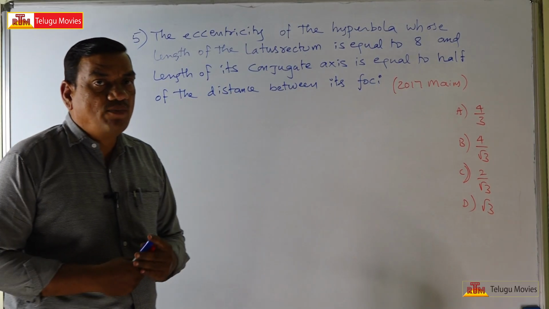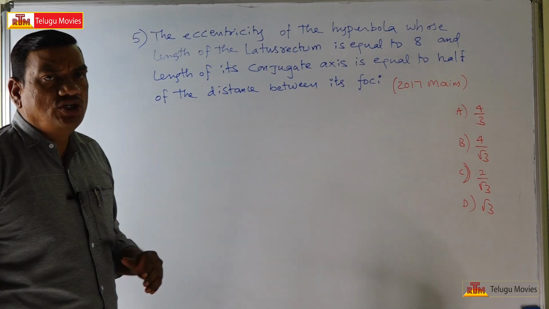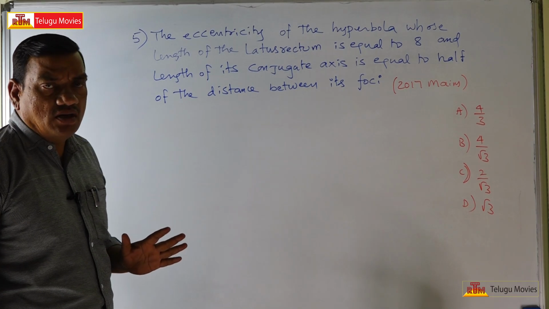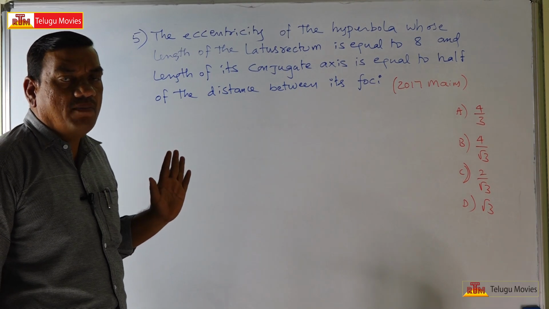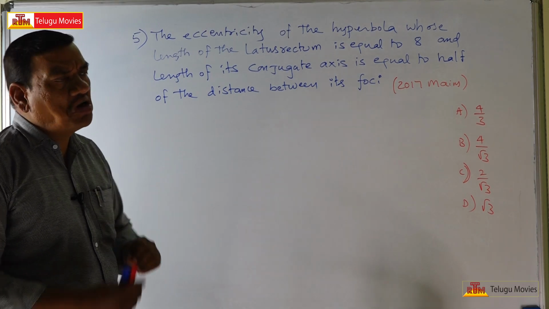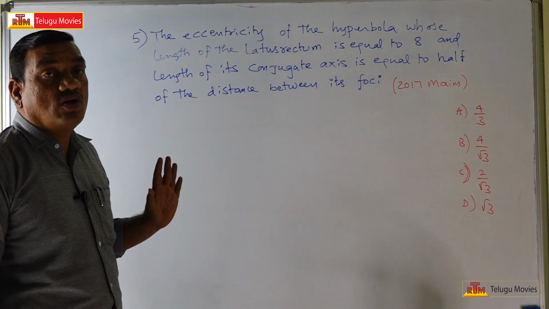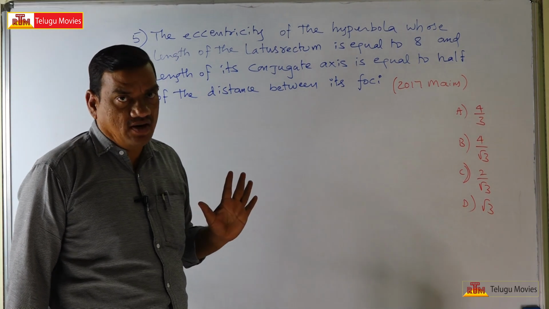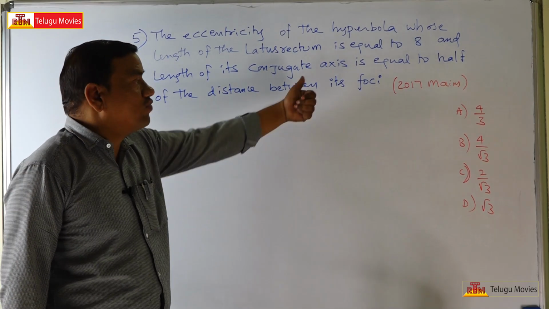Dear students, welcome to the fifth problem. The problem is from hyperbola. It was asked in 2017 Mains for 4 marks. If you observe, such easy problems are also given in the Mains examinations. Don't think that all 30 problems will be difficult. There are certain problems which are very easy, almost equal to board level, your CBSE state board level questions.